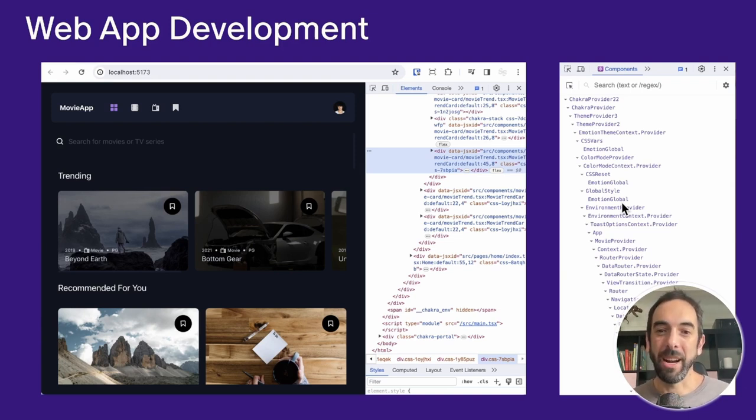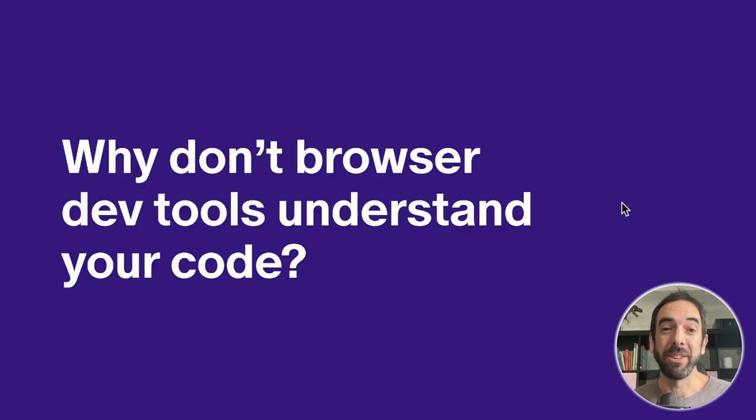And this is really something I've been thinking about for a long time, and I started working on this project because I just feel like we can do better on the web. And then you start to ask yourself the central question of this talk: why don't we have this yet? Why don't browser dev tools understand your code?